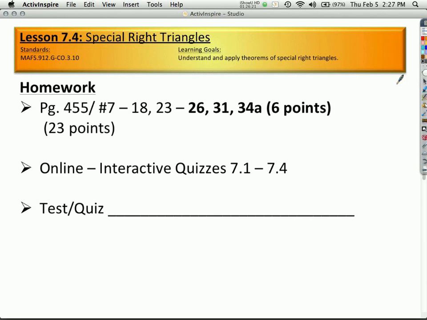There are online interactive quizzes for 7.1, 7.2, 7.3, 7.4. I would encourage you to do some of them in preparation for tomorrow's quiz. And tomorrow's quiz will be exactly that, 7.1 to 7.4.